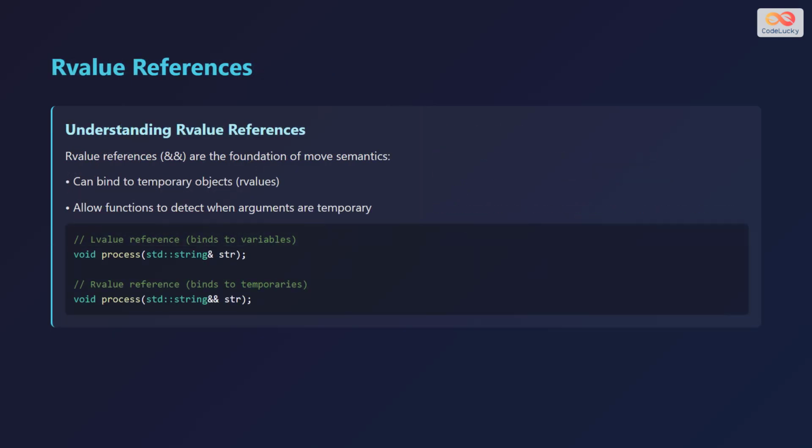Rvalue references are the foundation of Move Semantics. Rvalue references, denoted by &&, can bind to temporary objects, which are also known as rvalues. They allow functions to detect when arguments are temporary. In the example, we have an Rvalue reference that binds to variables. Then we have an Rvalue reference that binds to temporaries.